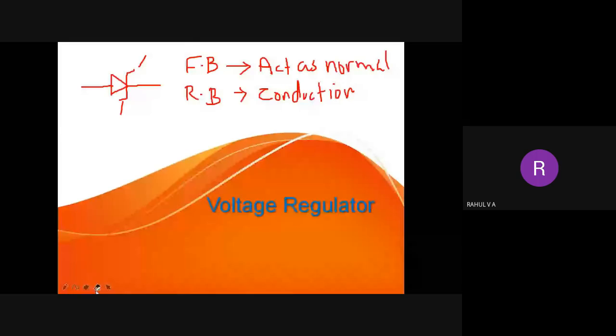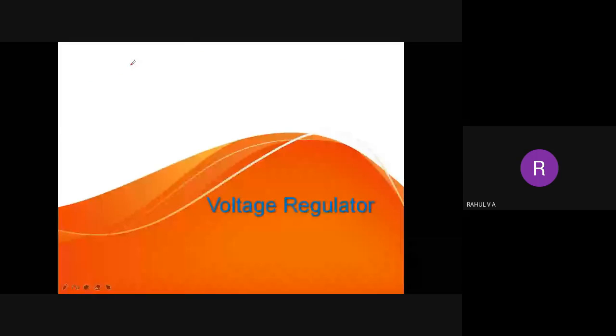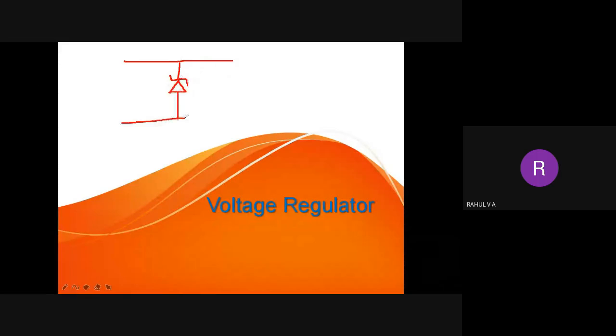If you connect a circuit like this, that means I am connecting a Zener diode like this. When it is forward biased, it will work exactly like a normal diode. So I am connecting a Zener diode like this. Which is this connection, forward bias or reverse bias?